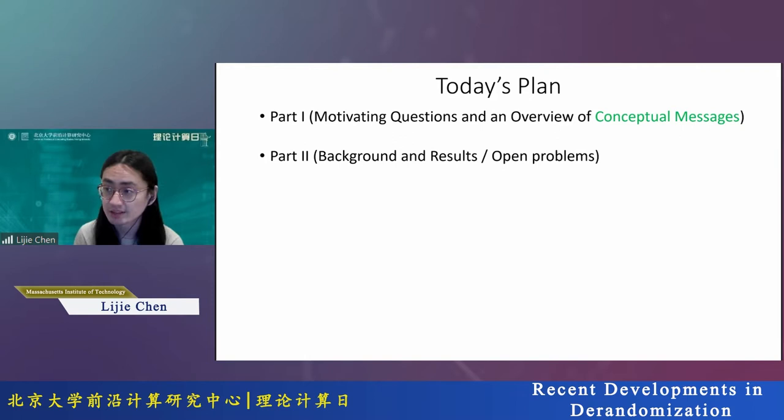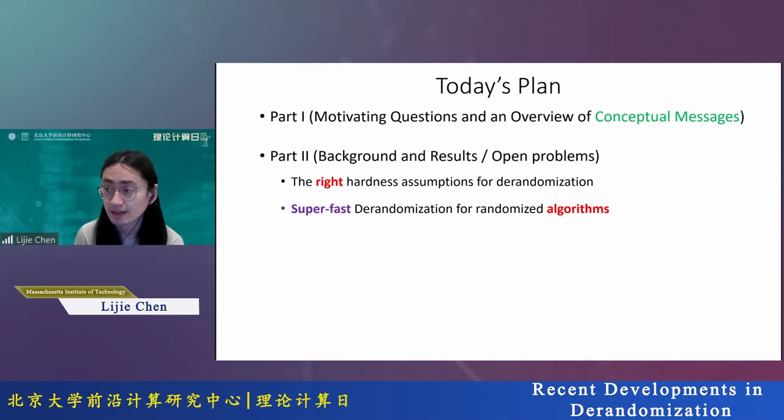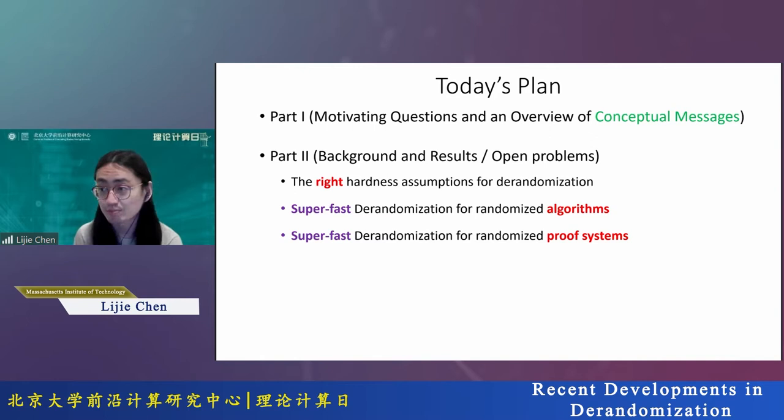So first is finding an equivalent condition for randomization. I will talk about my work with Roei Tell and also some follow-up work. And then I'll talk about getting super fast randomization for randomized algorithms. And finally, I will talk a bit about getting super fast randomization for randomized proof systems. So let's get started.